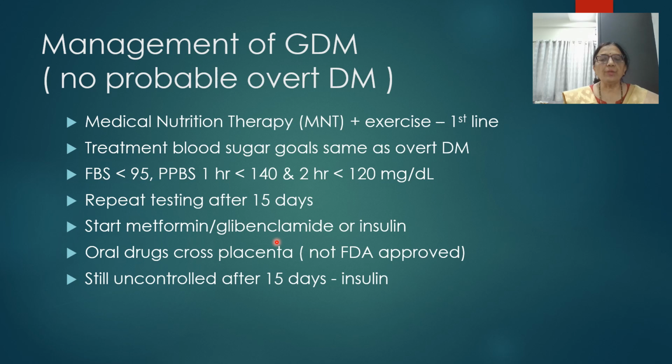But what we need to remember is this: both of these, metformin as well as glibenclamide, are crossing the placenta and affecting the fetus, and these are not FDA approved. If we have started with say metformin and we repeat the testing after 15 days and still our treatment goal is not achieved, then it will be an indication to shift to insulin therapy.